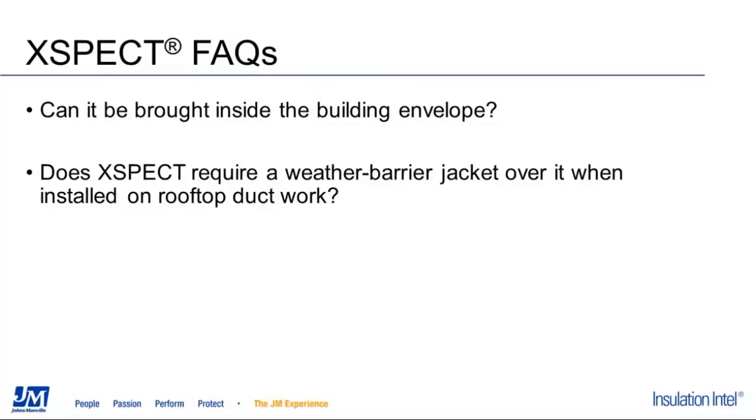Second question, does Expect require a weather barrier jacket over it when installed on roof ductwork? And the answer is yes, it would require a jacket. It can be either a standard metal jacket or aluminum guard or a Venture Clad type of material.